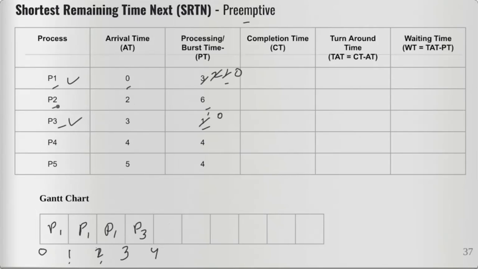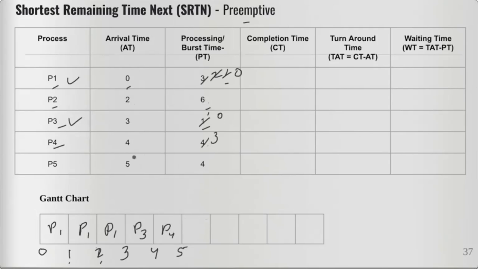At unit 4, we already have P2, and now we have P4 as well. Which has the shortest remaining time? P2 has 6 and P4 has 4. Definitely P4 wins, so P4 comes into the running state. We run it for 1 unit, so P4 becomes 3 now.